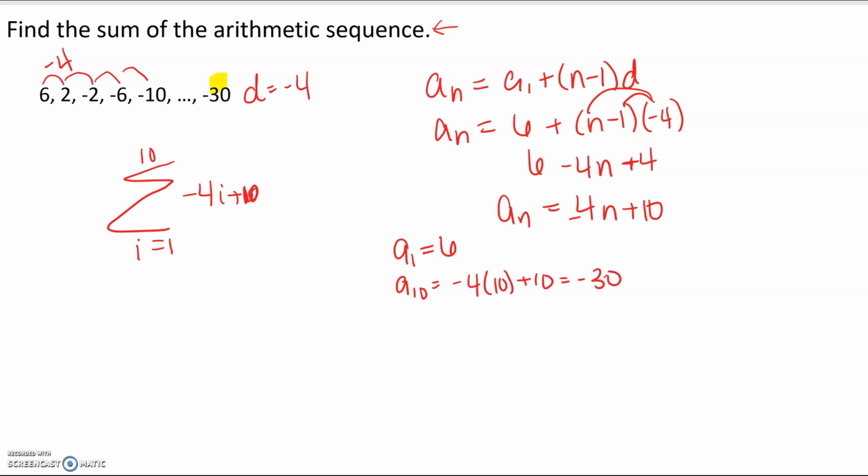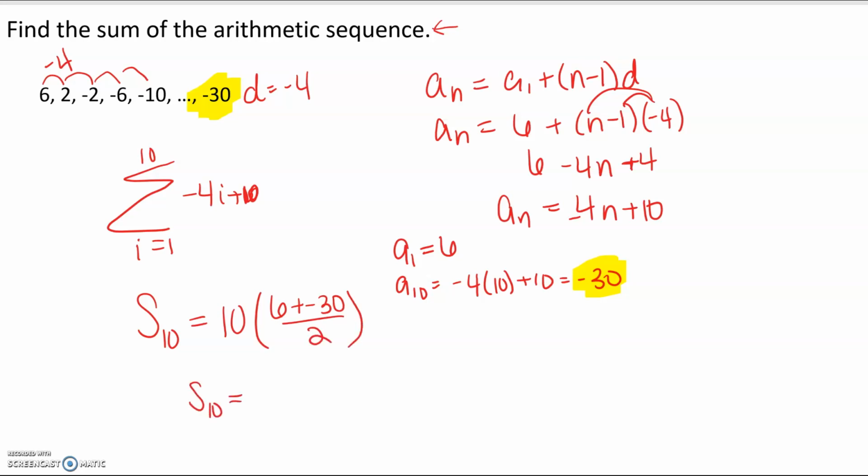Remember, that should match the original sequence listed, okay? Because I don't have a dot dot dot at the end, so what I wanted was for it to match, okay? So now I'm going to write out my sum of 10 terms times 6 plus my -30 divided by 2. And simplify, so the sum of those 10 terms is -120.